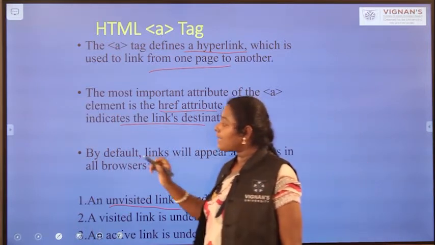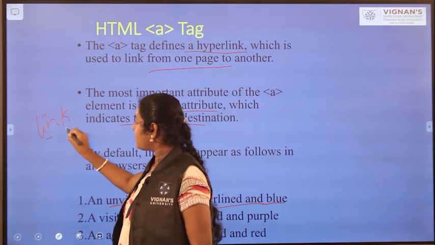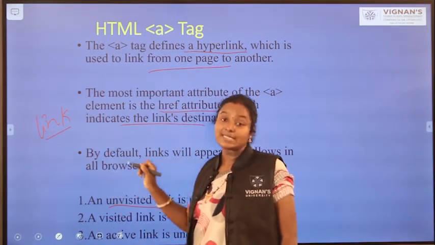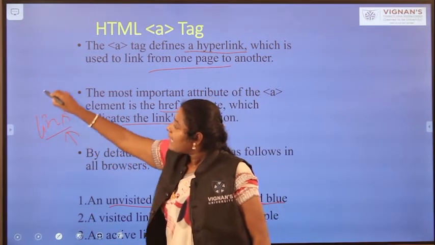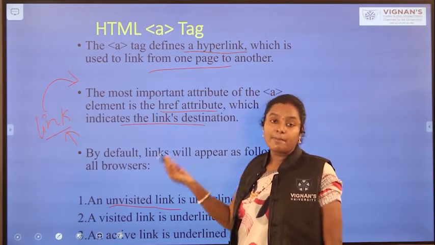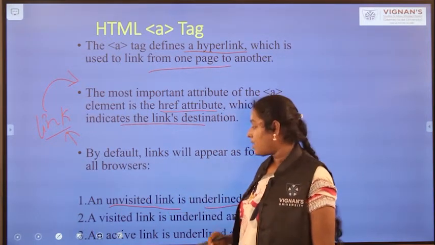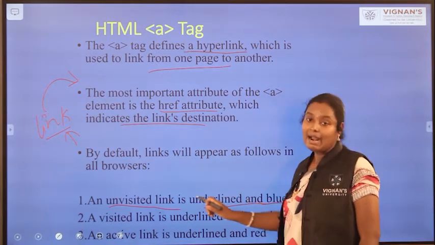For every hyperlink you see, you will have an underline below the text. Those are called links. Whatever link you take, it will have an underline like this. This is called a hyperlink. Whenever you click on the corresponding link, it will navigate to another web page, or within the web page also you can make the navigation. So unvisited links are generally blue in color and underlined.